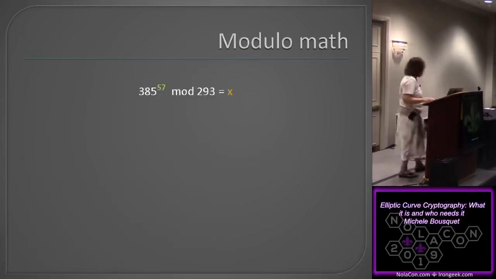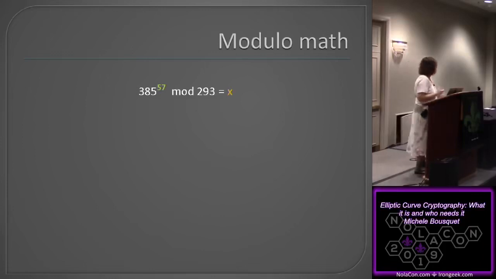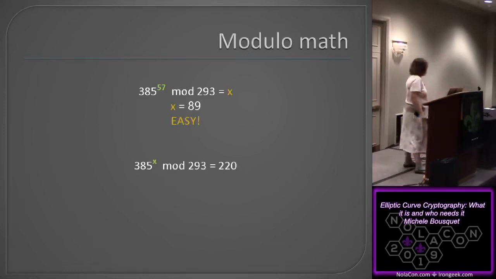Okay, so let's take a look at the way this is used in cryptography. Now here, I've still got relatively small numbers, but we're going to do this with some bigger numbers just to kind of make the point. So suppose I wanted to do this math problem: 385 to the 57th power mod 293. You could probably get out your calculator and get an answer. It's going to be 89, because that's a forward calculation. No problem. But suppose you try to go the other way.